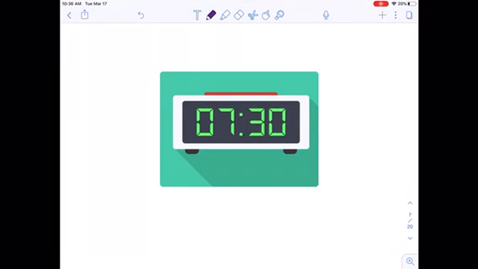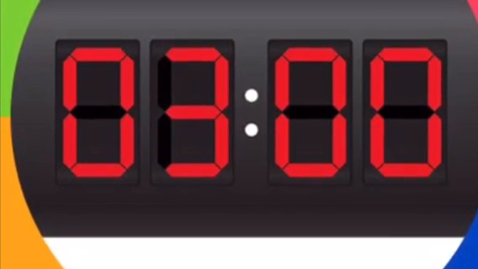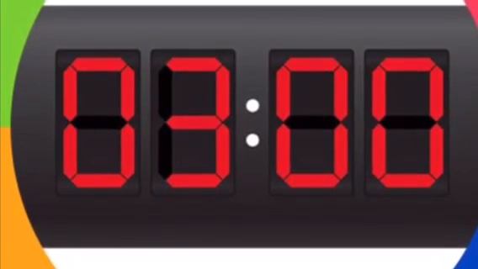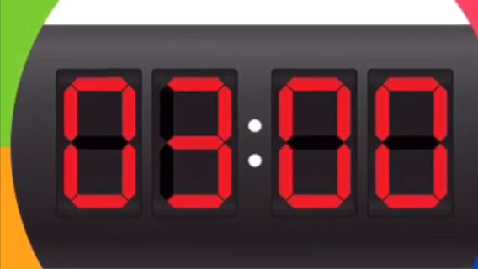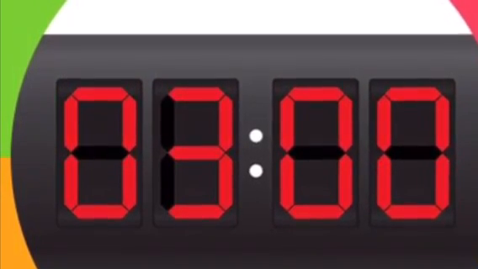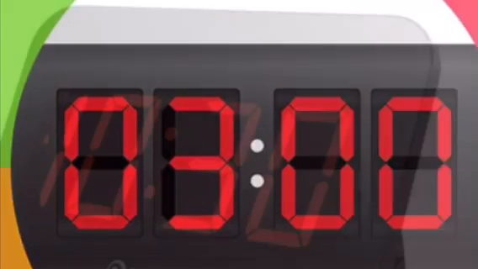How about this one? Tell me what time this clock says. Read the number for the hours, then the number for the minutes. Did you say 7:30? You're right, this clock says 7:30. Now I want to show you some clocks and you tell me what time it is. What time does this clock show? 3 o'clock. Here's your next one.